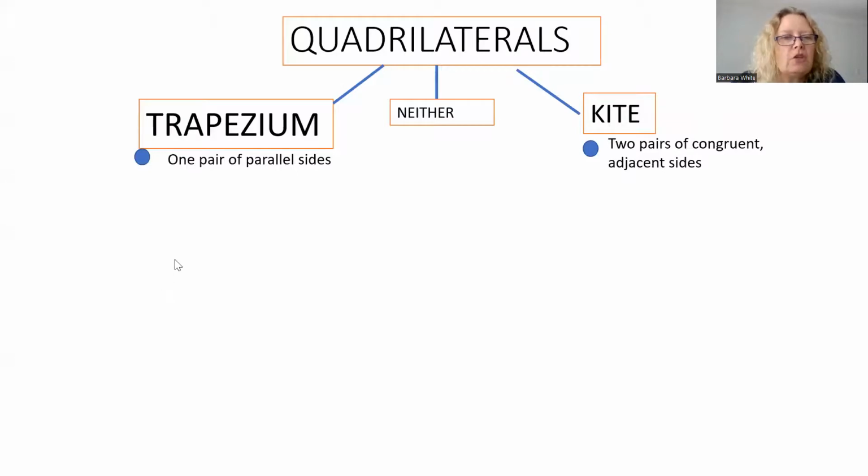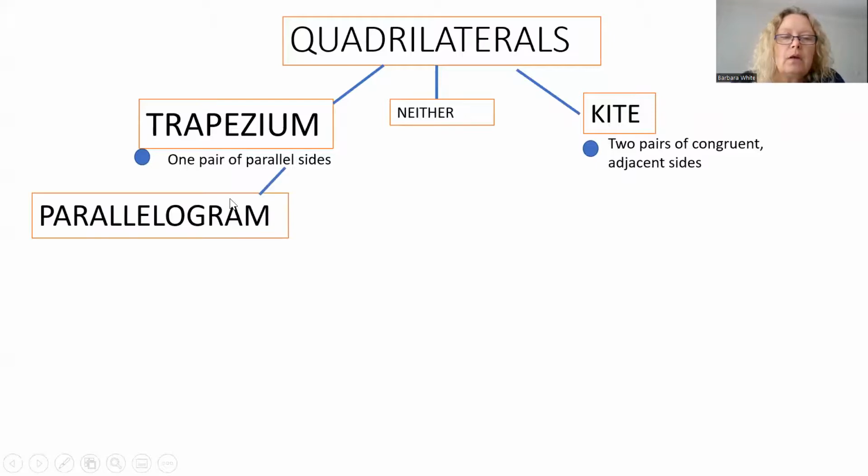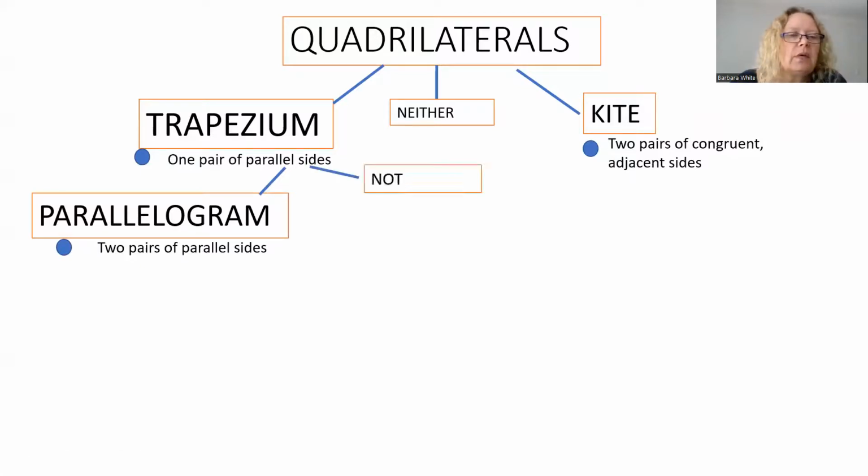Here we go. Trapeziums can be sorted into parallelograms, which have two pairs of parallel sides. So they all have one pair, some of them have two pairs, or not parallelograms. So they've got two pairs, or they don't have two pairs. Let's go and sort those.